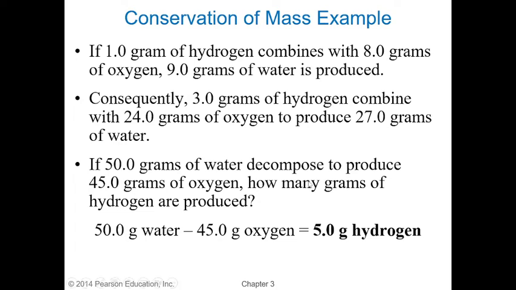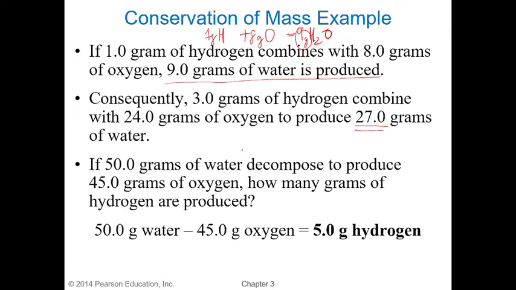For example, if 1 gram ng hydrogen combines with 8 grams of oxygen, di ba, we know that hydrogen reacts with oxygen to form your water. So for example, you have 1 gram here, then you combine it with 8 grams of oxygen, how many grams of water will be produced? So you will produce 9 grams. So 9 grams of water is produced. So 3 grams of hydrogen plus 24 grams of oxygen. So you have 27 grams of water.